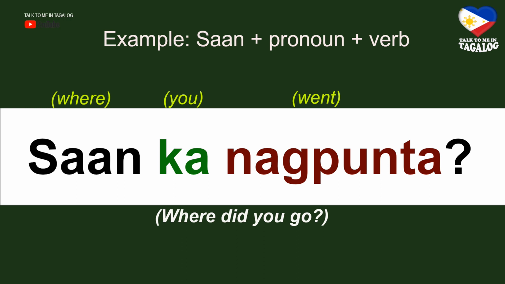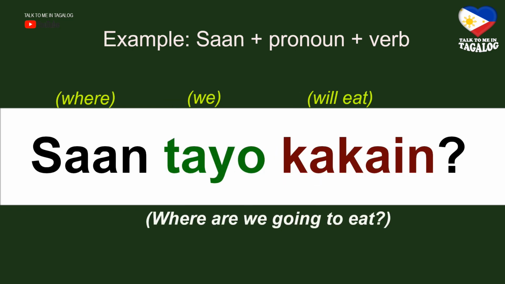Let's now use saan plus pronoun plus verb in a sentence. Saan ka nagpunta? Nagpunta means went. Where did you go? As you can see, the pronoun ka is placed between saan and the verb nagpunta. It's very easy, right?